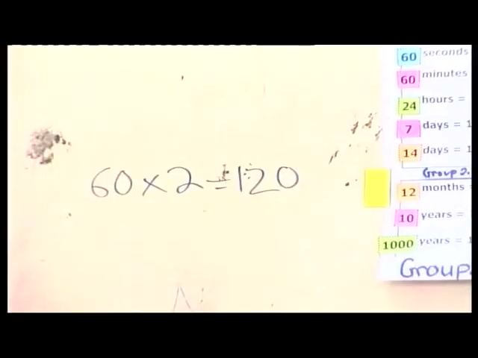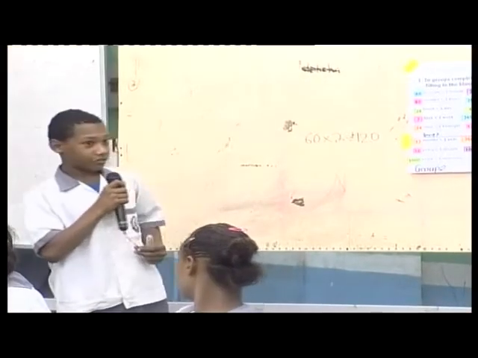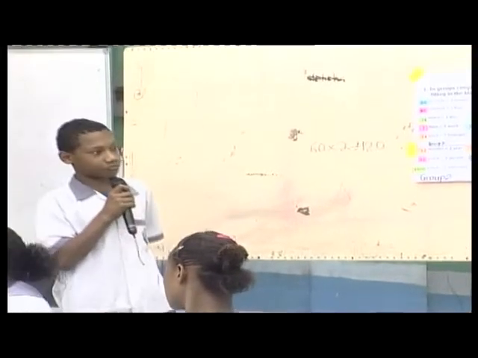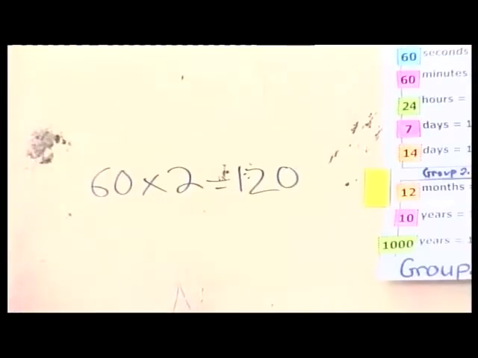Thank you, Harold. 60 seconds times 2 equals 120 seconds, which equals 2 minutes. Okay, 60 times 2 equals 120 seconds. Why did you multiply? Why did you use 60? Or where did you get that 60 from?